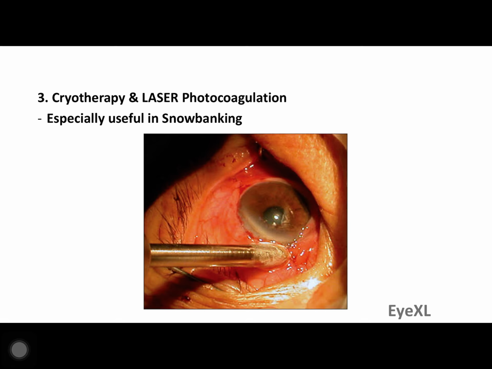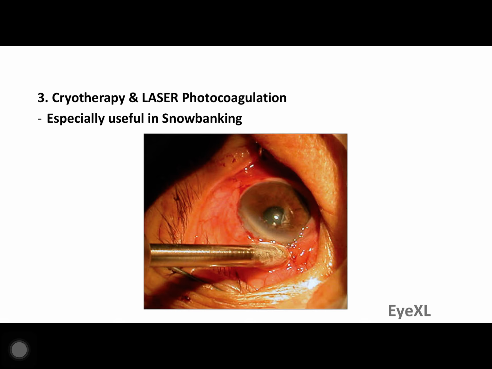The next step, if the immunosuppressants also do not work, or if the inflammation is very severe, a grade 4 vitritis which is of a long-standing nature, not expected to respond to either steroids or immunosuppressants, consider cryotherapy. In cryotherapy, you basically use a metallic probe, and you place it a little away from the limbus, such that it involves the ciliary body, which is lying underneath the sclera. The other thing that you can do is a laser photocoagulation, and this is especially useful in snow banking, because snow banking occurs only if there is a severe inflammation.